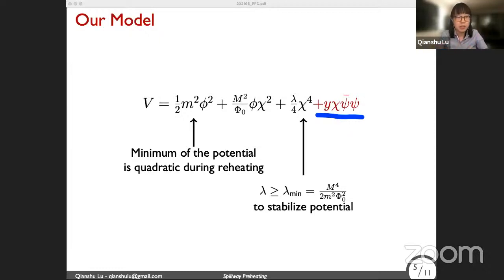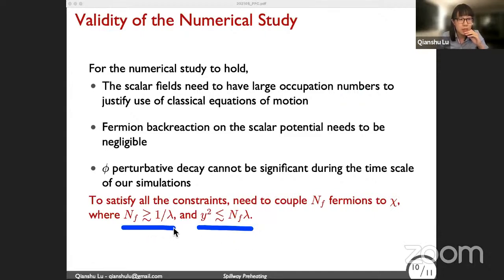So that's one criteria. The second thing is that this psi bar psi can have a vacuum expectation value, making a tadpole correction to the scalar potential. The numerical simulations do not capture these effects because of the lack of technology in simulating fermion interaction with everything. But in the paper, we have estimated these effects, and the strange condition that we need to couple NF species of fermions really comes from the criteria that we have to suppress these fermion back reactions.